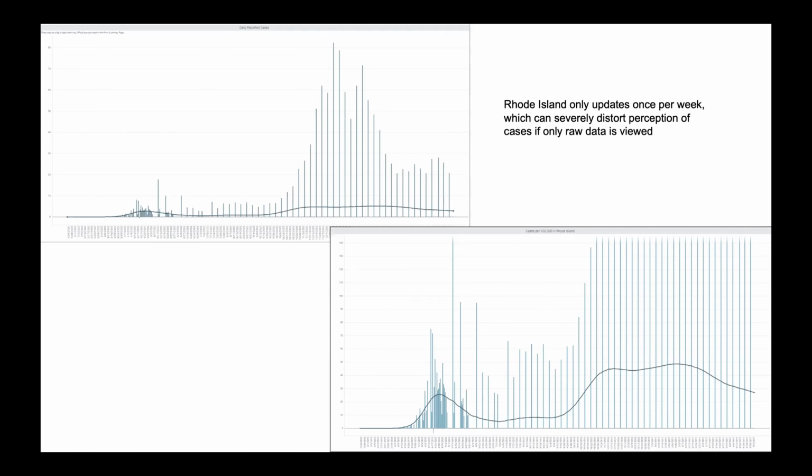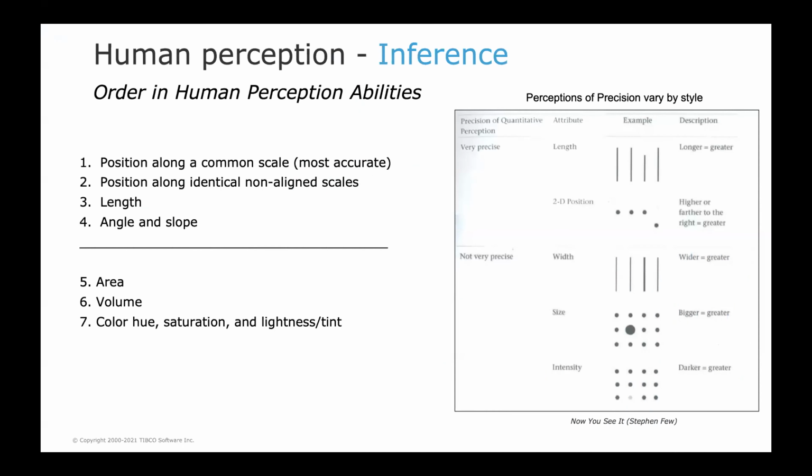So pretty important stuff in terms of getting accurate inference, or accurate estimation, is the topic we're on right now. So we're actually moving now from estimation to inference, and this is the order of human perception ability. The best we do is when we put data on a common scale and we can really estimate the difference between, say, these two lengths of these bars here. We're very good at that. We're also pretty good at looking at points in the same way and doing a comparison on a common scale.